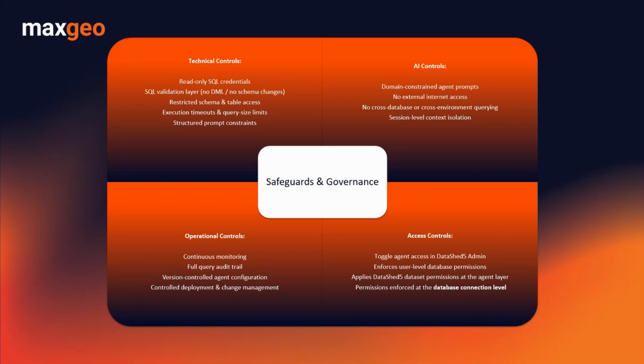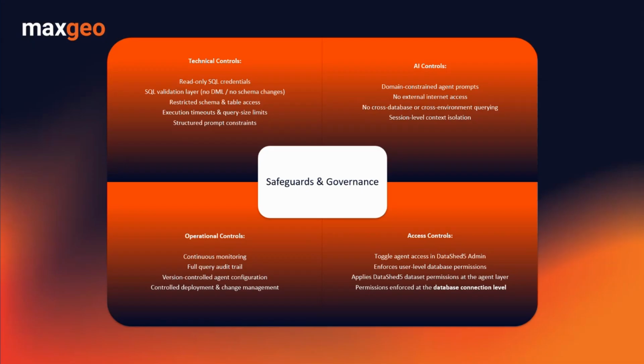There's a SQL validation level built within, restricted schema and table access, so can't access absolutely everything within your database. Execution timeouts, I've already told, and structural prompt constraints. So again, within the agents, the multiple agents, they have specific prompts that prevent them from doing anything other than what they are designed and the domains that they've been trained into.